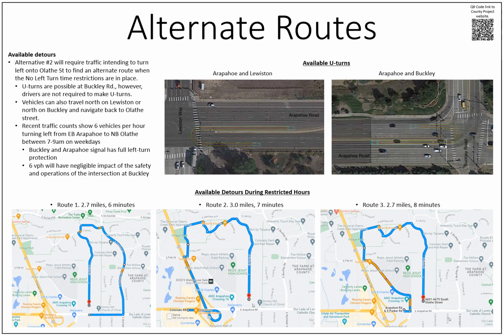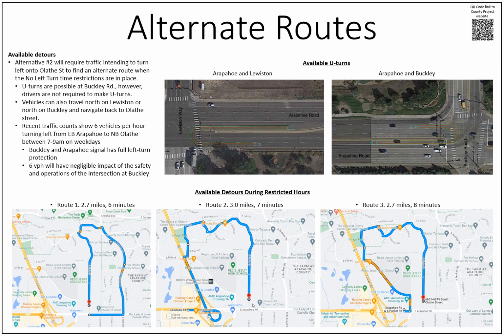Alternate number 2 will also require traffic intending to travel north on Olathe from Arapahoe to use alternate routes during the restricted no left turn hours. Alternate routes will be required during morning rush hour on weekdays, when the left turning volume at Buckley was less than 350 vehicles per hour. The signal at Buckley and Arapahoe has a full left turn protection.